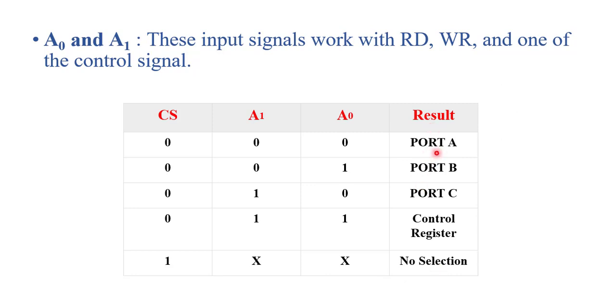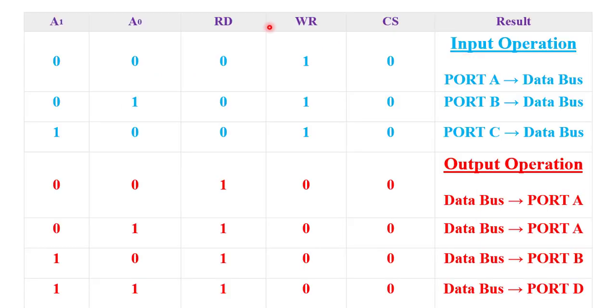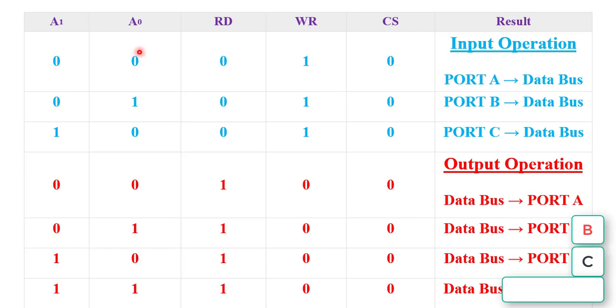So these ports A, B, C work as an input port or as an output port, and this is decided by the RD or WR signals. It means the read or write signal. So here we see what is the function of the read or write signal in contrast with A1 and A0.